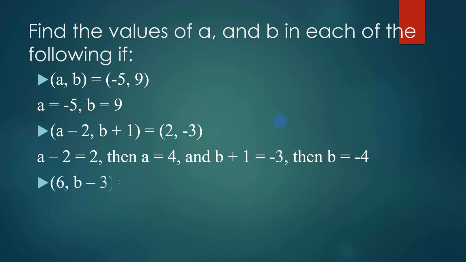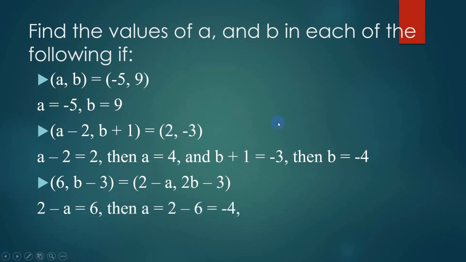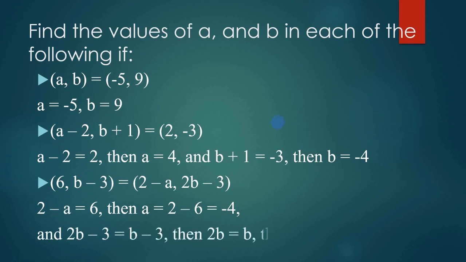Number 3: (6, B minus 3) equals (2 minus A, 2B minus 3). That means that 2 minus A equals 6. So A equals 2 minus 6, A equals -4. And B minus 3 equals 2B minus 3. Then 2B equals B. Then B equals 0.